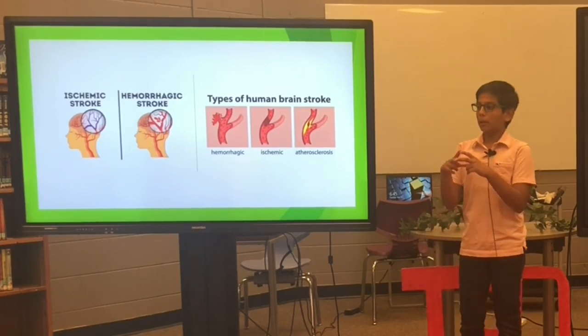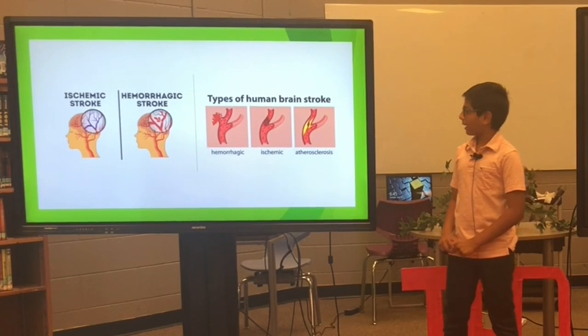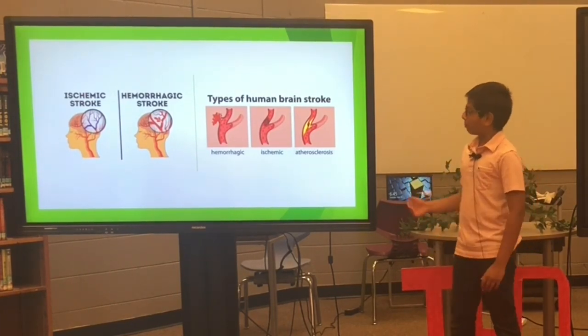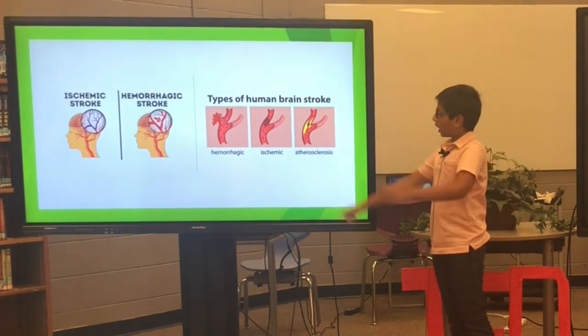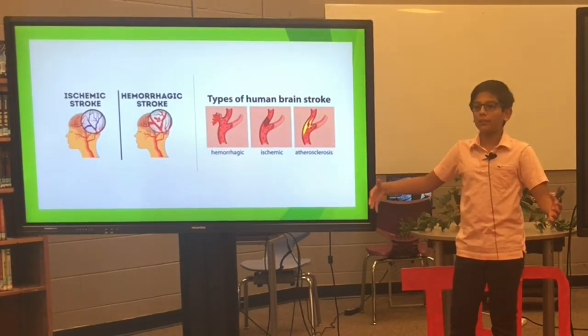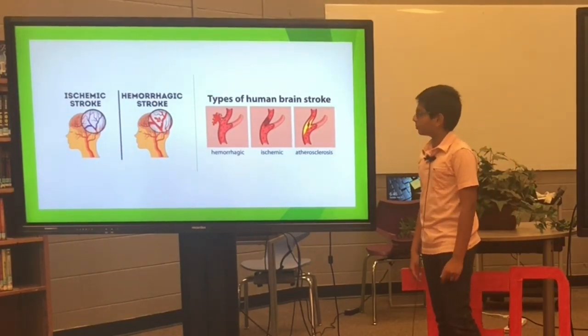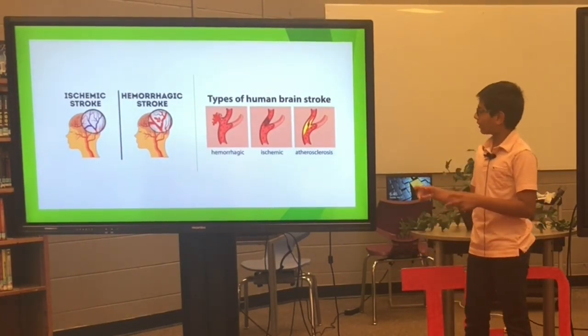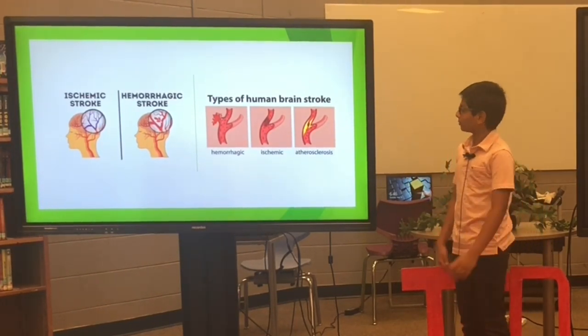Next is ischemic. Ischemic is where a blood clot forms in a vessel of your brain. So if all the other blood cells get clotted up right there, blood won't be distributed evenly throughout the brain. Next, atherosclerosis. That's where plaque gets built up inside of the vessel and it narrows down so the blood won't be able to travel through.